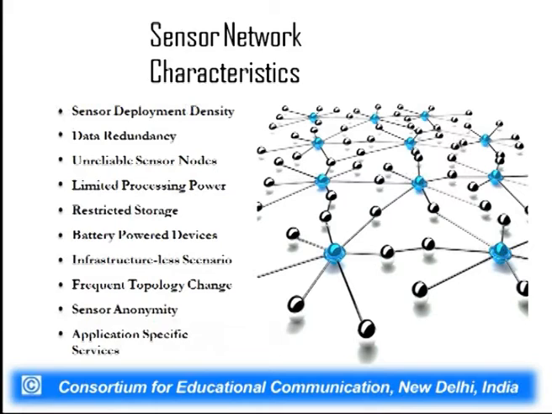Then we have data redundancy. Since there are a large number of sensor nodes dispersed over a given area, these sensor nodes sense data over time and over space. And this spatial and temporal property of sensor networks exploits correlation to a large extent. So we get redundant data from these sensor nodes.